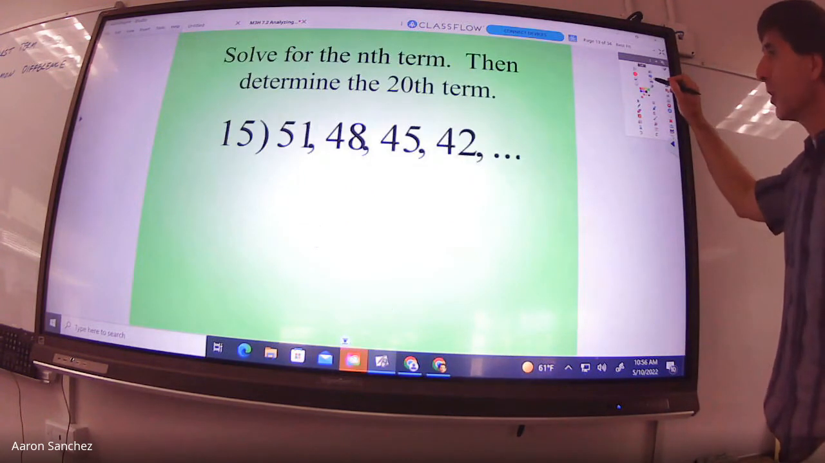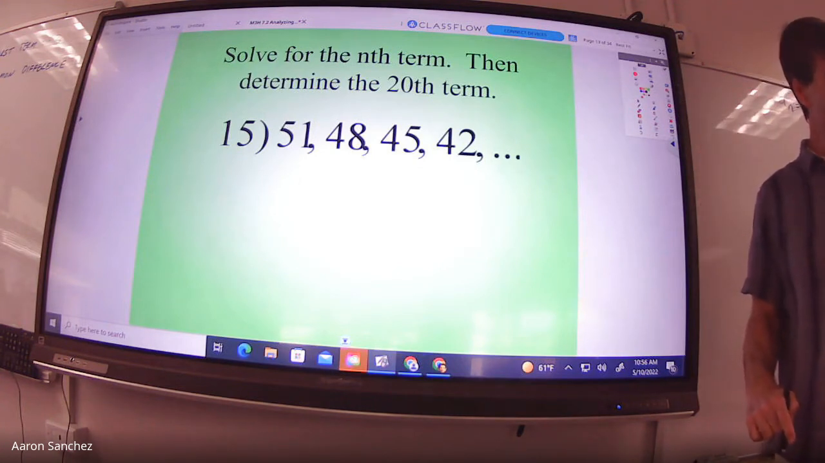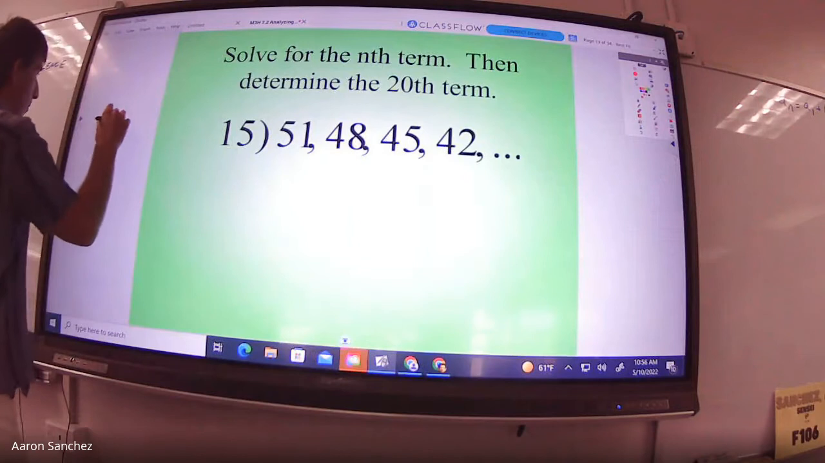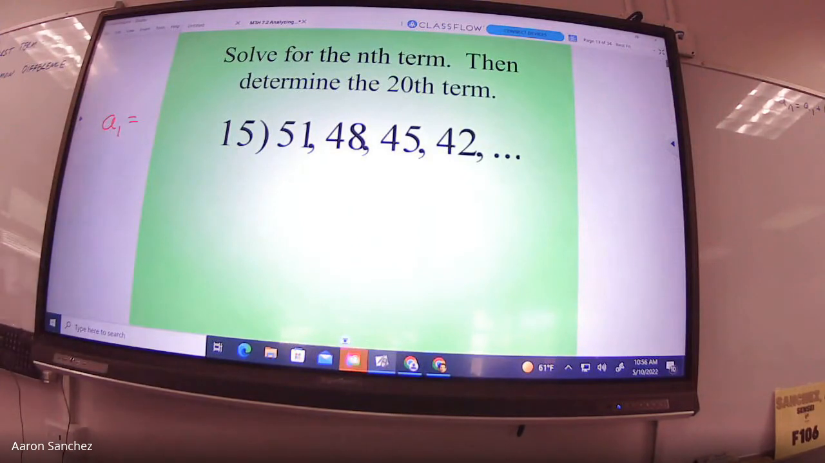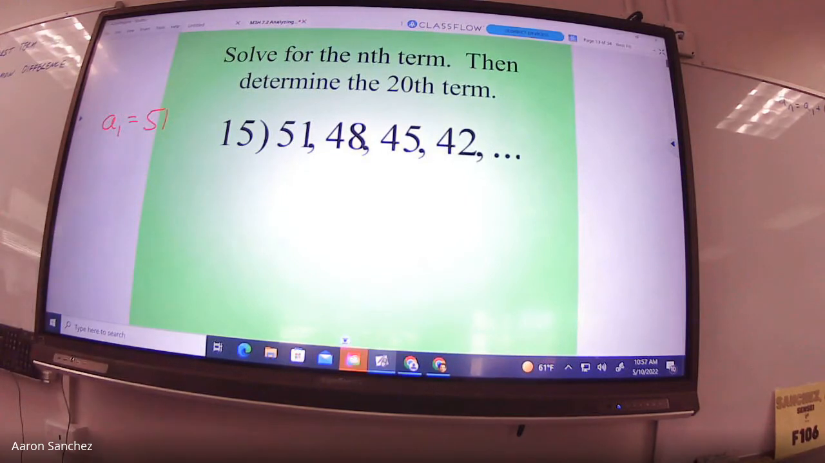All right. So what are the two things that I need in order to solve this? The first term and the common difference. Do I have the first term? Tell your group if I have the first term or not. If you think I do, what is it? All right, Yume, what do you think? What did your group say? Do I have the first term? Yes, no, maybe. Yes, I do. You know what it is? 51. Yeah, first term, 51. I got the first term, right?